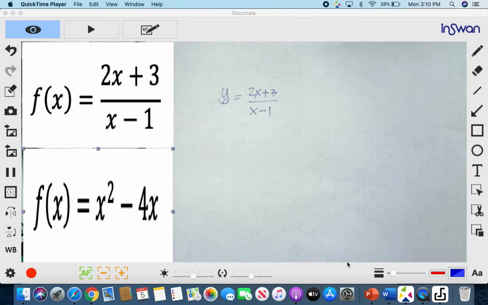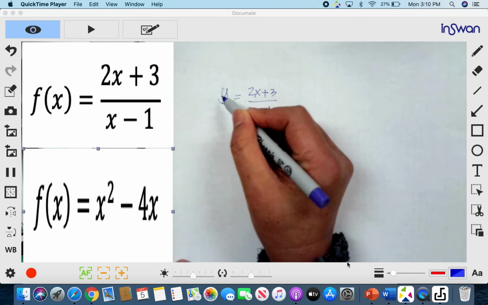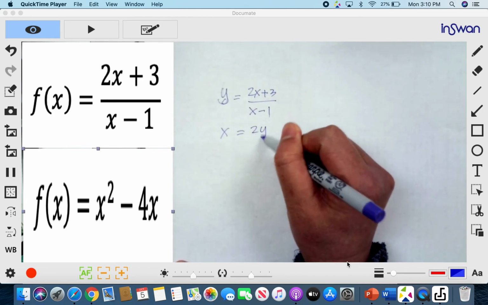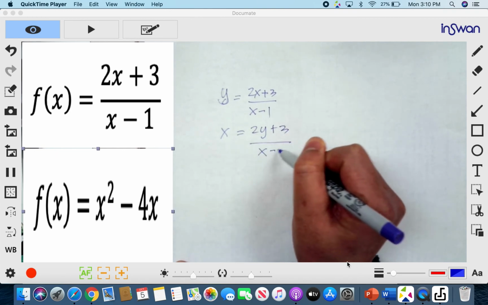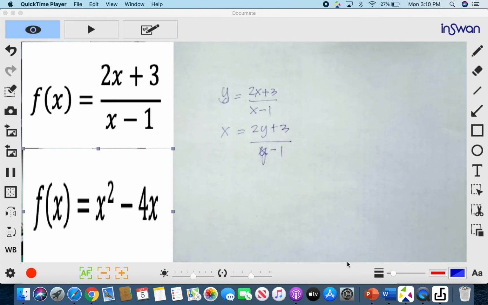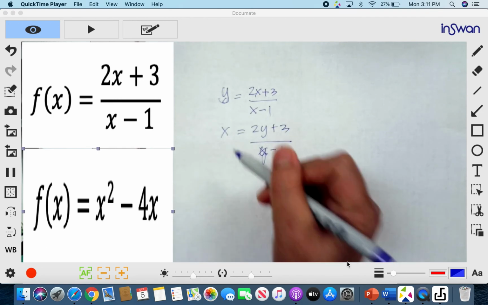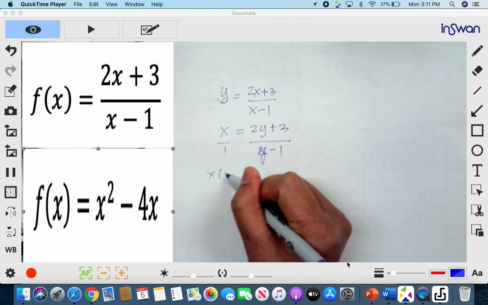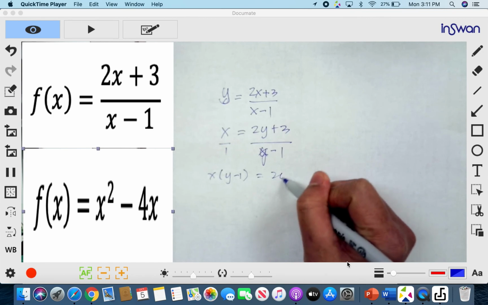Now the second step is to switch your x and y. So this y becomes x, and this x here will become y. Okay, now you want to isolate the y, so you don't need a fraction. To remove the fraction, if you have a fraction on the left side and a fraction on the right side, you need to cross multiply. So all over 1. Okay, so multiply x and y minus 1, and then 2y plus 3.